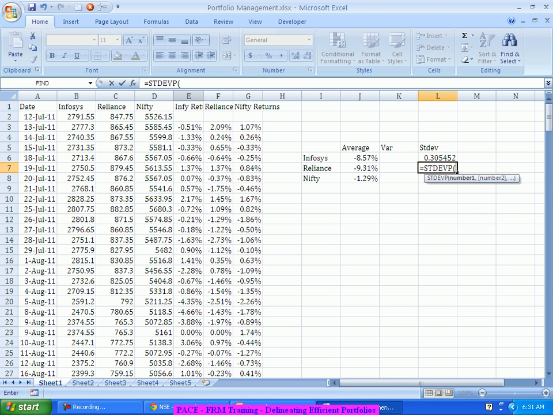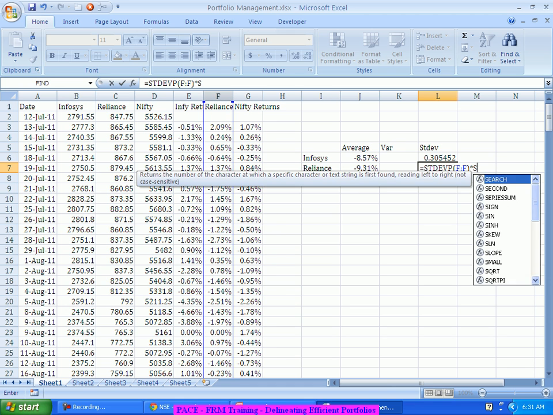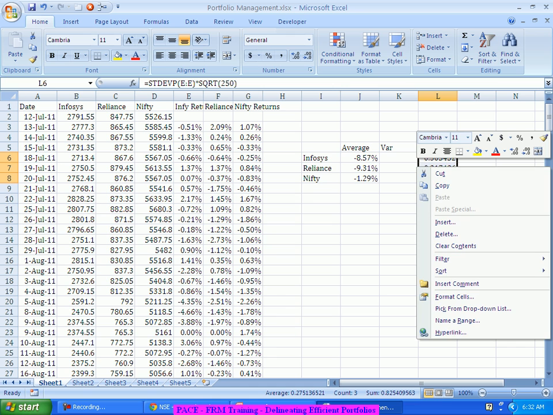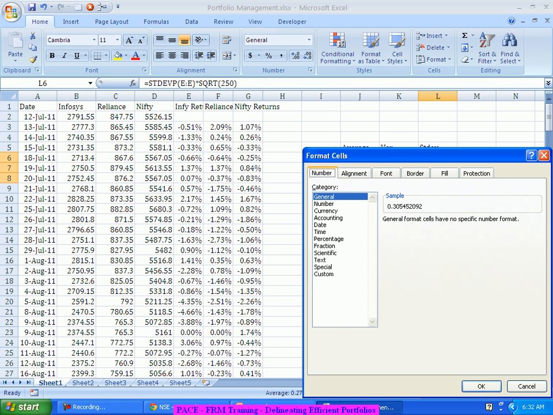Whereas in the case of Reliance, we are seeing that the risk is around 31%, a little bit more. Standard deviation is a very good measure of risk. So Reliance is slightly more risky compared to Infosys as per our numbers, and the Nifty is much less risky. Right, Nifty is much less risky. Only 20% is the risk associated with Nifty return. So, sorry, this is the standard deviation of the population, not for the sample.